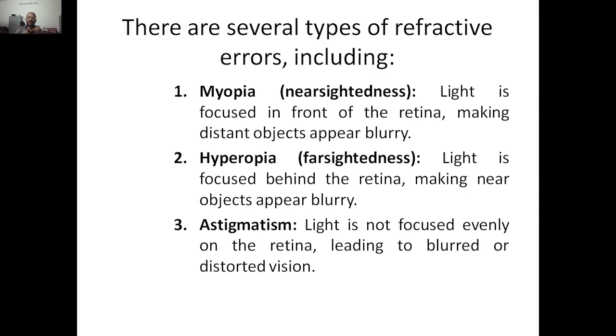So in myopia, light is focused in front of the retina, that's why only near things we can see, and far things will be blurry. Whereas in hyperopia, that is farsightedness, the light is focused behind the retina, that's why far things can be seen clearly but near things will be blurry. Whereas astigmatism is where light is not focused evenly, meaning uniformly, on the retina, leading to blurred or distorted vision. Okay, so here we saw what refractive errors are.